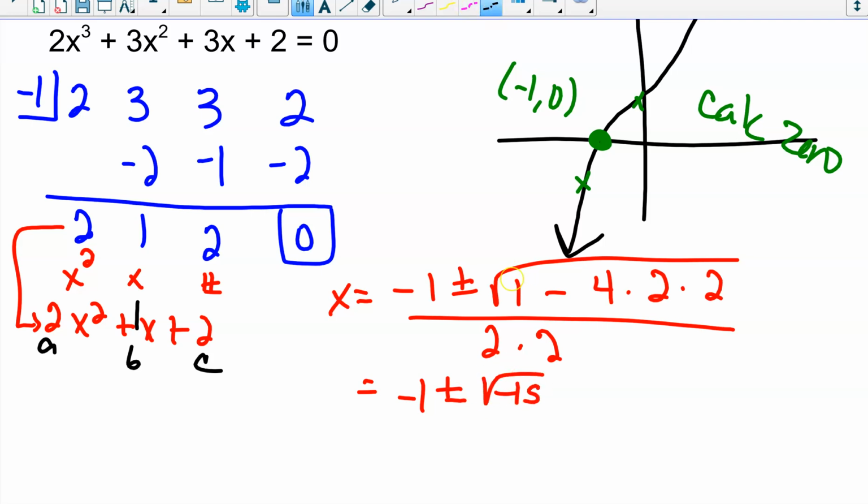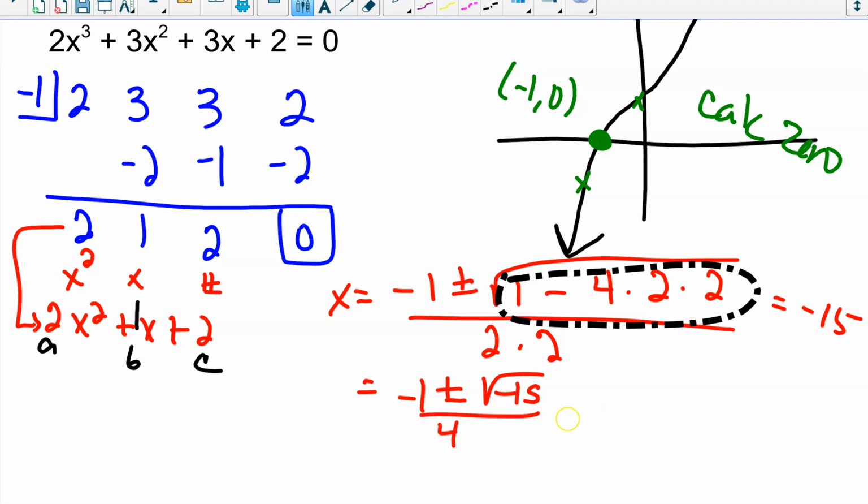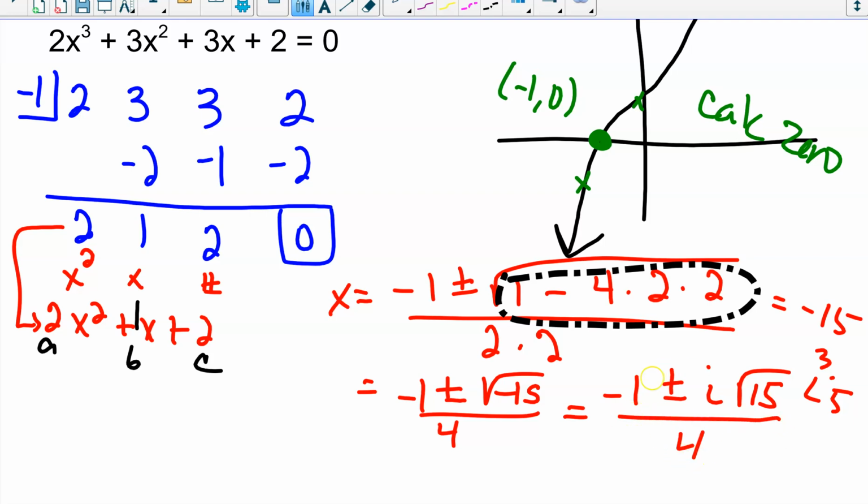So again, if you were doing this here, which I would like to see on your test, is negative 15 all over 4. And that ends up to be negative 1 plus or minus i square root of 15. And 15 is just 3 times 5, so there's no perfect square hidden in that, all over 4. So here's my two complex roots or imaginary roots or non-real numbers.